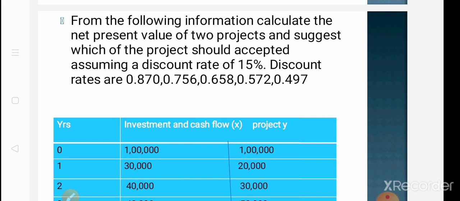Here, there is a question for you. From the following information, calculate the net present value of two projects and suggest which of the projects should be accepted, assuming a discount rate of 15%. Discount rates: 0.870, 0.756, 0.658, 0.572 and 0.497.